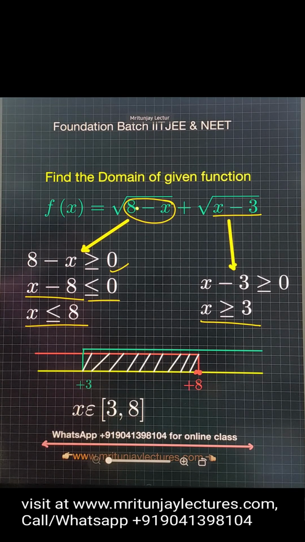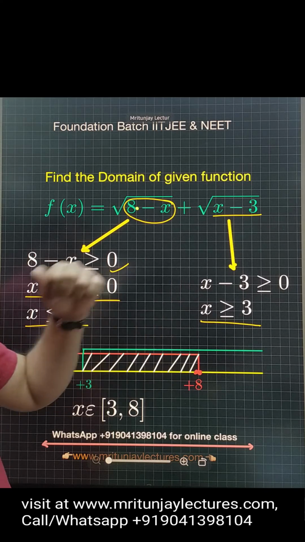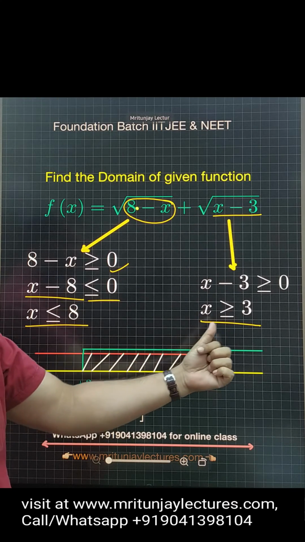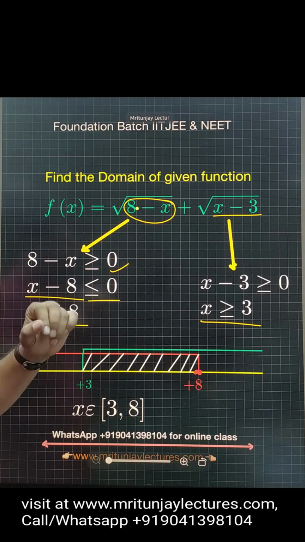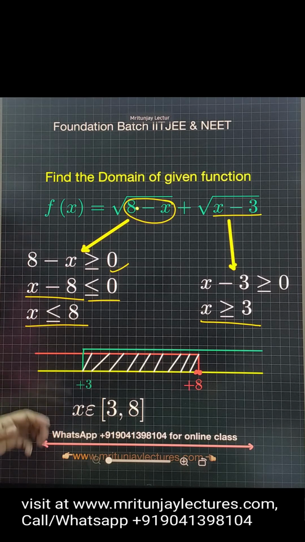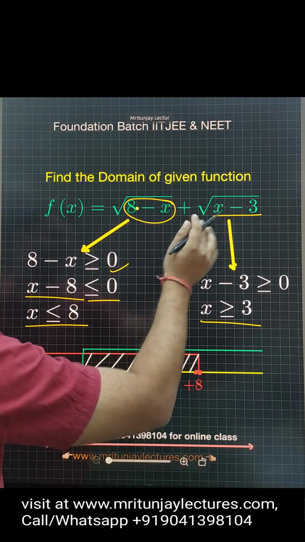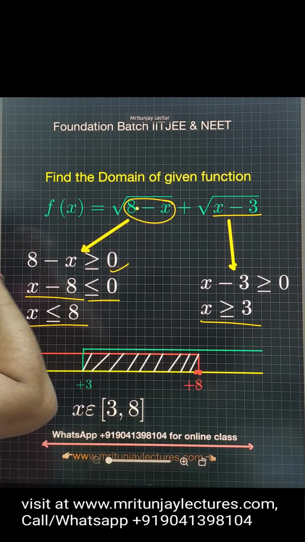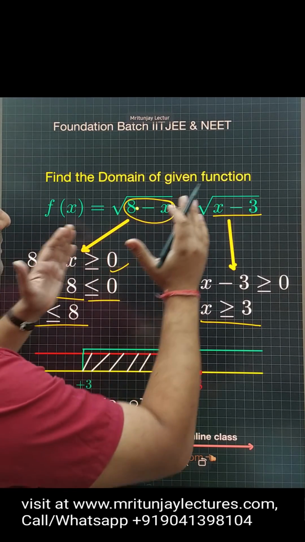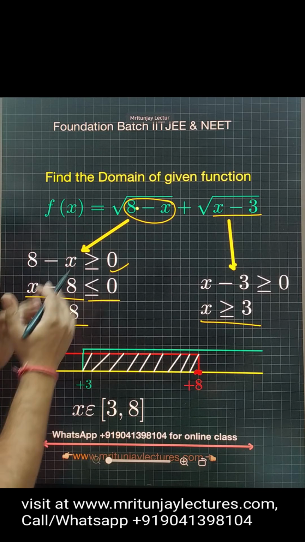So the domain of that function is x greater than or equal to 3, and the other one is defined if x is less than or equal to 8. Domain means the common part of these two, the values of x for which these two functions are defined. Basically our motto is the common part of these two functions.